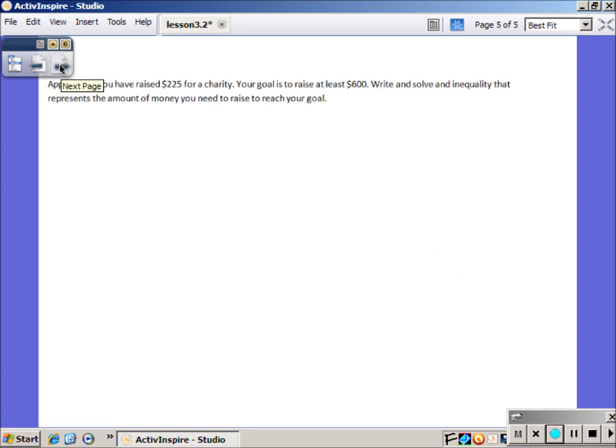And our last problem there, another application problem. We raised $225 for a charity. Our goal is to raise at least $600. Write and solve an inequality that represents the amount of money we need to raise to reach your goal. So we don't know how much more money we need. We have $225. We want to raise at least $600. At least. That means that's the smallest amount. So we want to be greater than or equal to that $600.